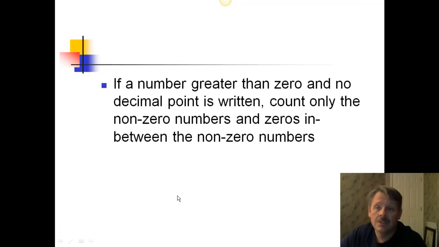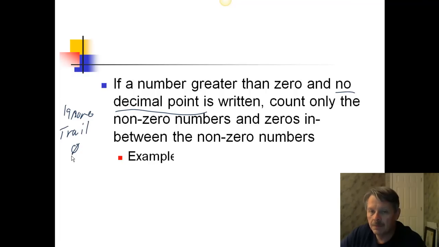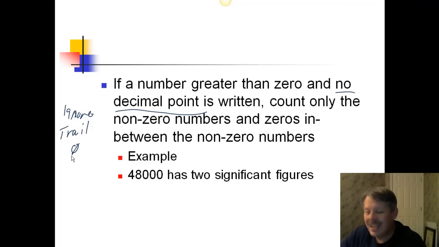If a number is greater than 0 and there's no decimal point, get that? And there's no decimal point, then you count only the non-zero digits and the zeros in between. You do not count the trailing zeros. Okay? You ignore trailing zeros. So an example, 48,000 has 2 significant figures. You say, wait a minute, if I take those zeros away, I've only got 48. That's true. I didn't say they weren't important. What it means is you didn't measure them. Okay? That's what it means.